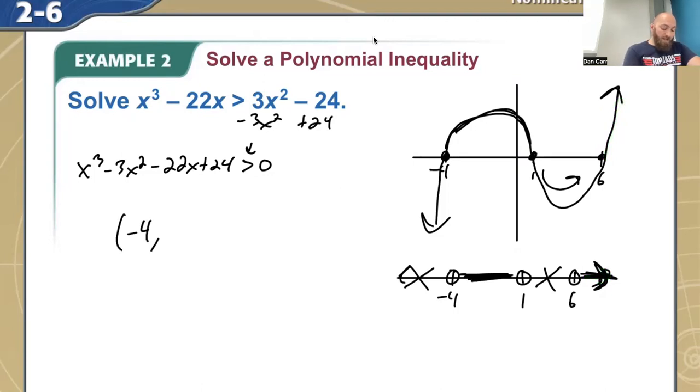It is the interval -4 to 1 union 6 to infinity. These are the two intervals in which my polynomial is above 0. That's what our goal is here. If I flip that, I made it less than 0. Now it's going to be these two intervals. So that's what we're looking for when we find this graphically.